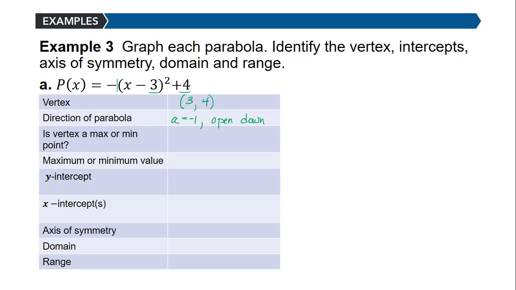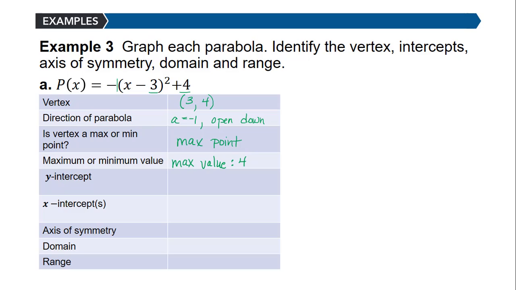And then, is the vertex a max or min? Well, that's dependent upon which direction it opens. Since the parabola opens down, the vertex is at the peak, so the vertex is a maximum point. And then what is the maximum or minimum value? Well, the max value is the y value of the vertex, so the max value is 4. There's no minimum value since the graph extends infinitely downward.